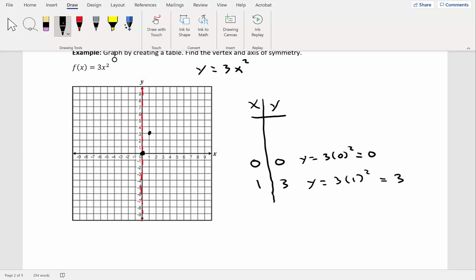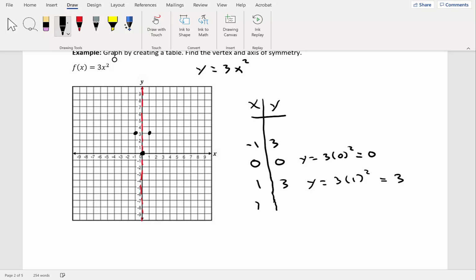And now if I use my axis of symmetry, since this was 1 unit away from our vertex, if I go 1 unit in the other direction, that puts me at negative 1, 3. Because remember, your y has to be the same. So now I have another point. So I have a total of 3 points now. Let's go ahead and figure out one more point.